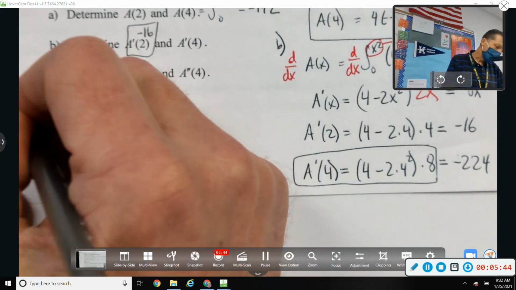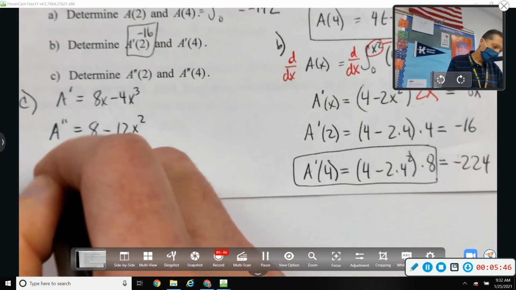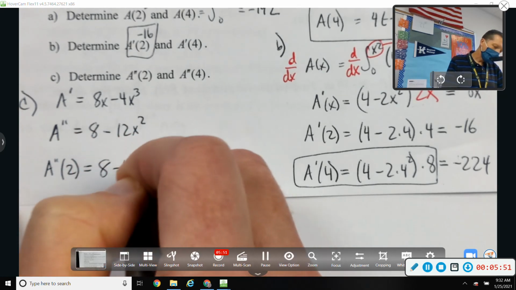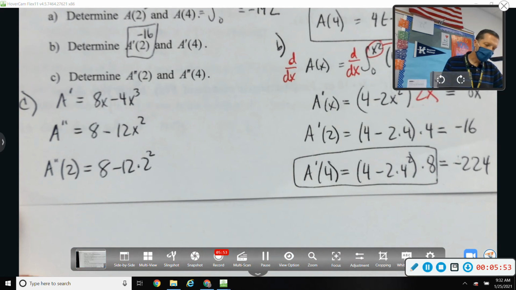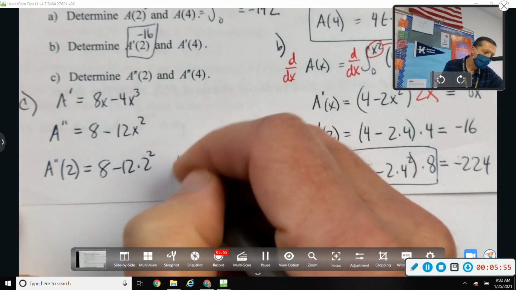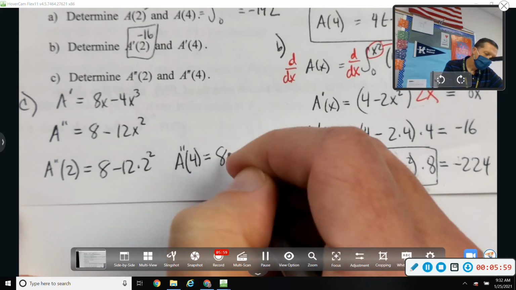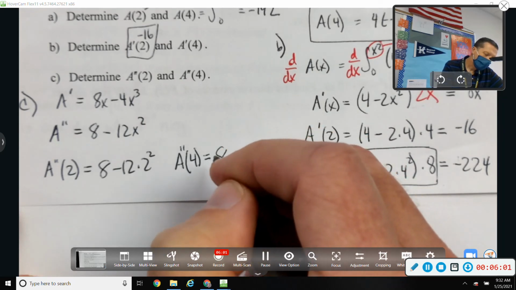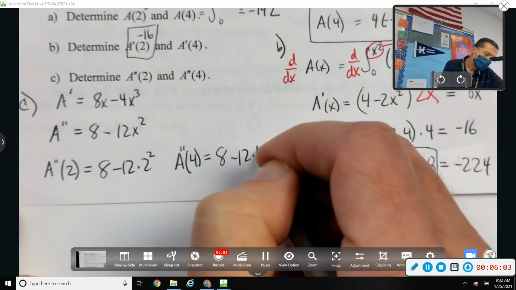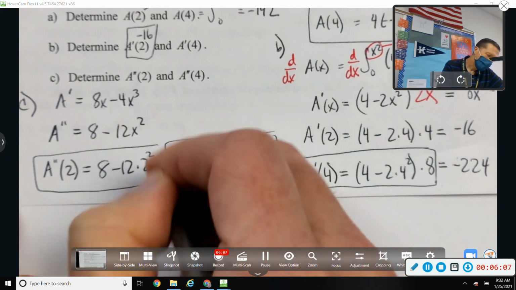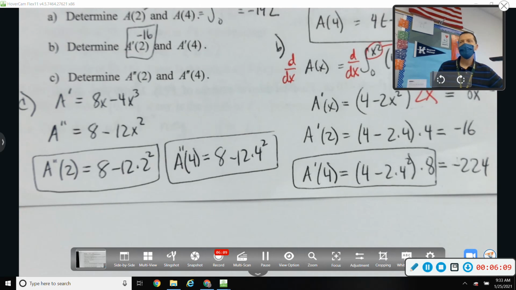This is for part C, because I need a second derivative. So the second derivative at 2 is 8 minus 12 times 2 squared. And be done. The second derivative at 4, 8 minus 12 times 4 squared. And again, I'm not messing with the calculator. We're good with that.